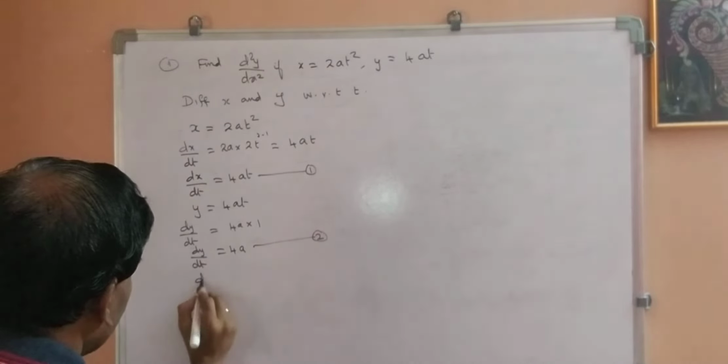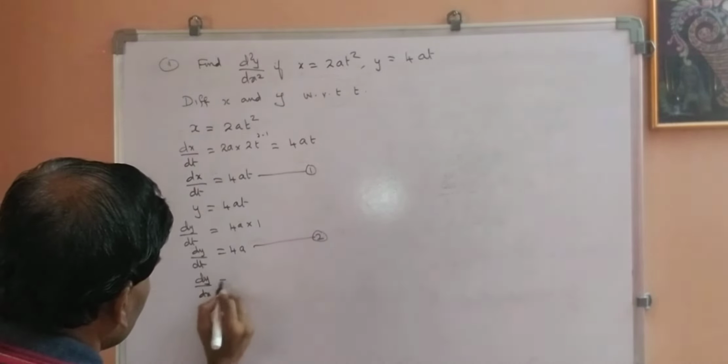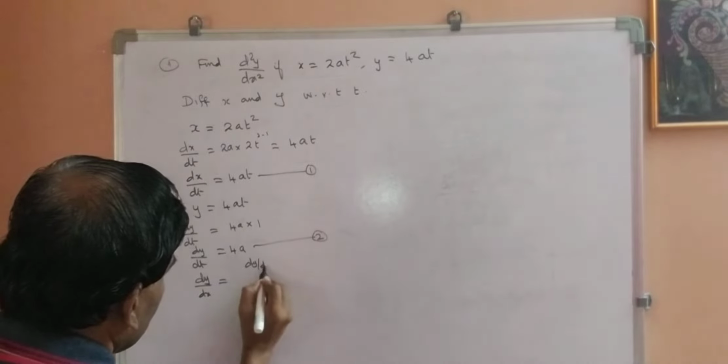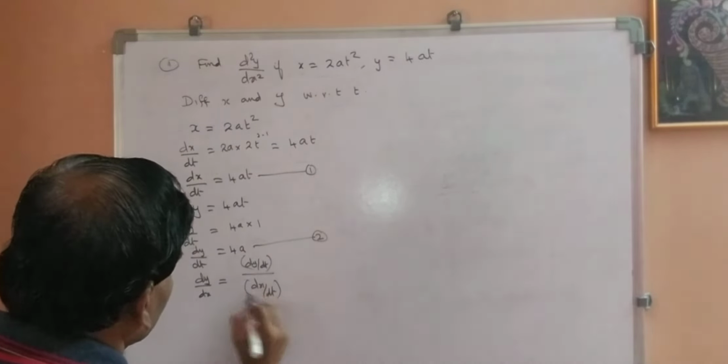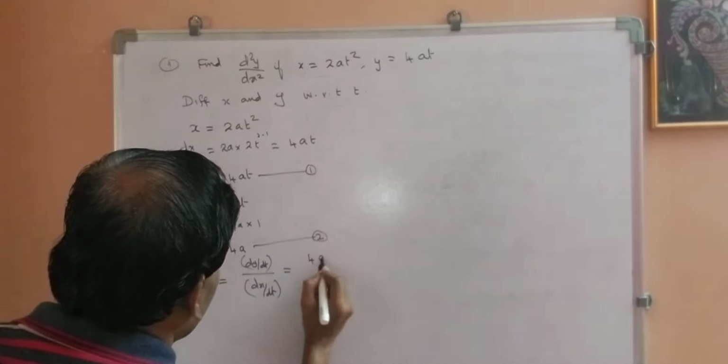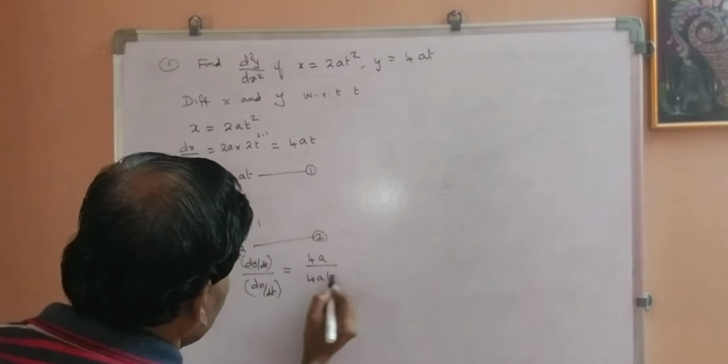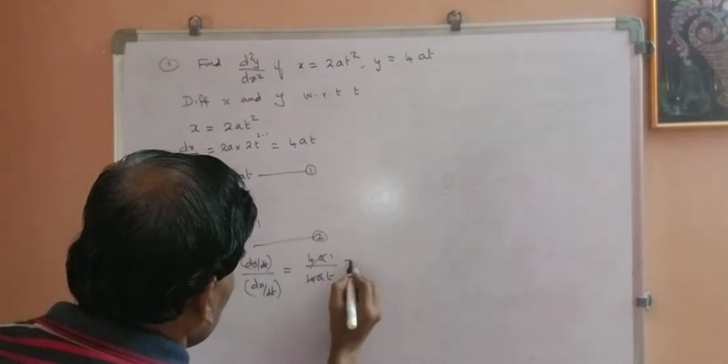Now, what is dy by dx? dy by dt upon dx by dt, which is equal to 4a upon 4at. So, 1 upon t.